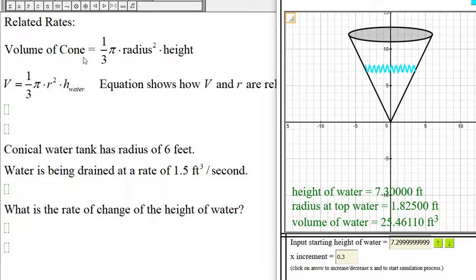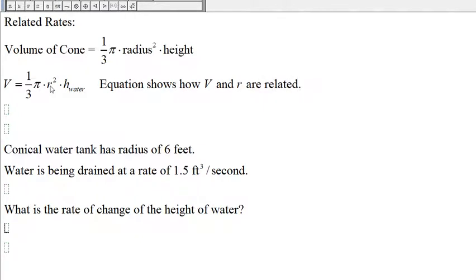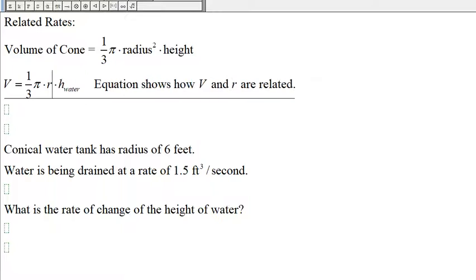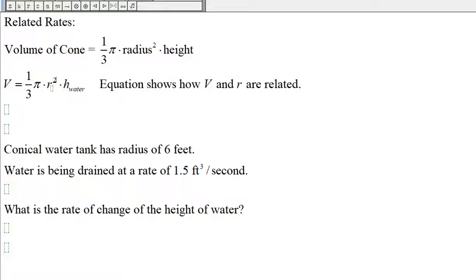The volume of a cone is 1/3 times pi times the square of the radius times the height. In this case, we are dealing with the height of the water, and this would be the radius of the water. So it's r squared, but for the water.